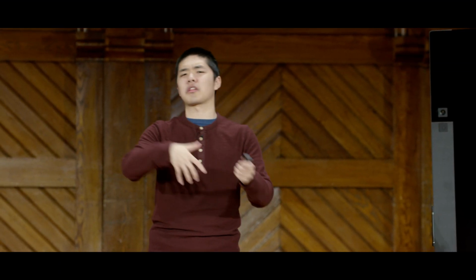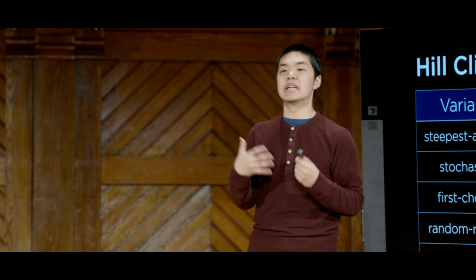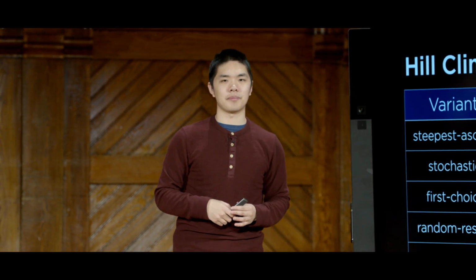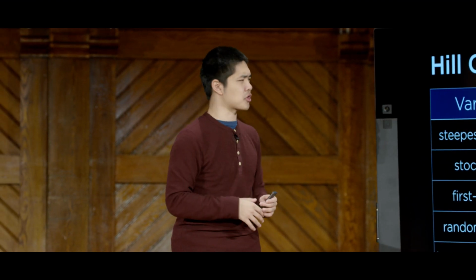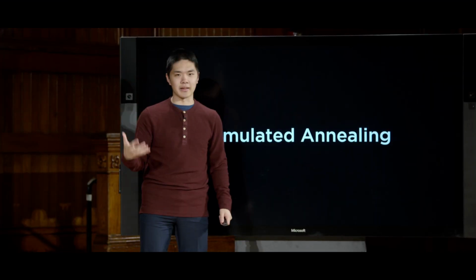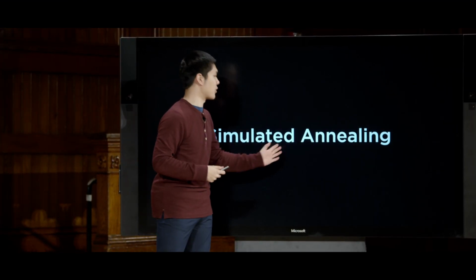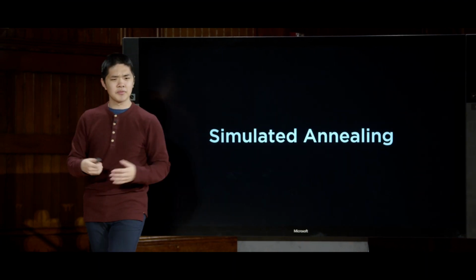Because sometimes if we get stuck, we want to find some way of dislodging ourselves from our local maximum or local minimum in order to find the global maximum or the global minimum, or increase the probability that we do find it. And so the most popular technique for trying to approach the problem from that angle is a technique known as simulated annealing.